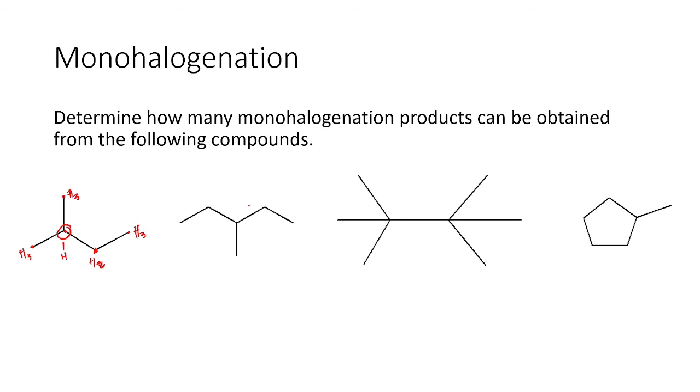Same for this one. As you can see here, we have a primary carbon, which means three hydrogens again. Again, we have another primary carbon, which means three carbons, and three hydrogens again. Again, we have a secondary carbon and another secondary carbon, another tertiary carbon, and another primary carbon.